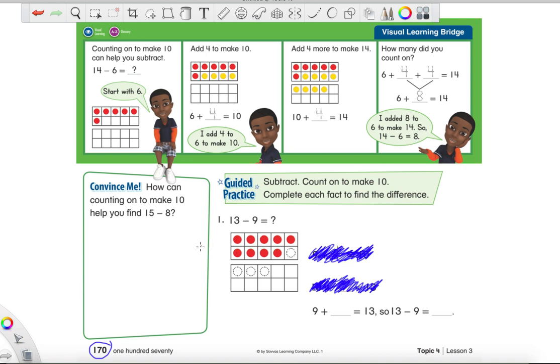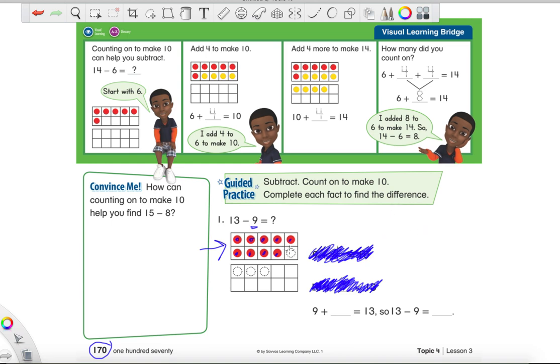So, in this first problem right here, they were so nice as to already give us the red dots. Okay, so we have our 9 red dots. We can count them. 1, 2, 3, 4, 5, 6, 7, 8, and 9 red dots. So they took our small number and they drew it in for us. All we have to do is count on and draw all the way up to the number 13, just like we did previously on the last page.